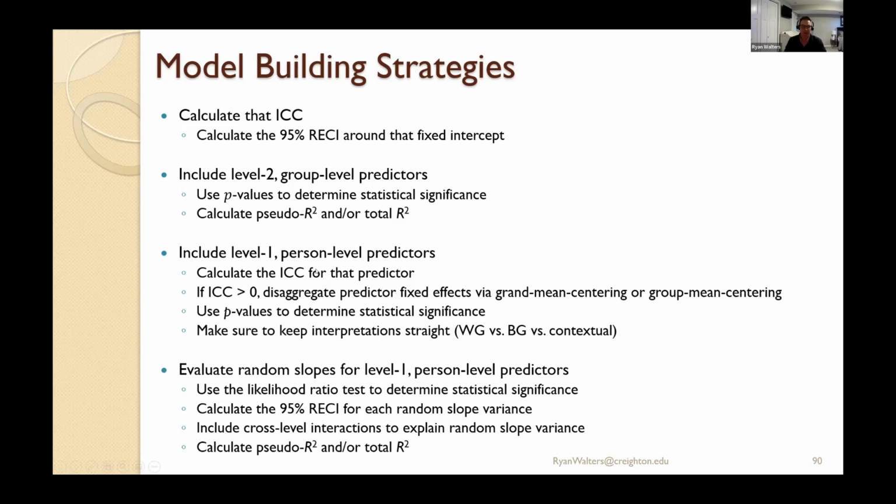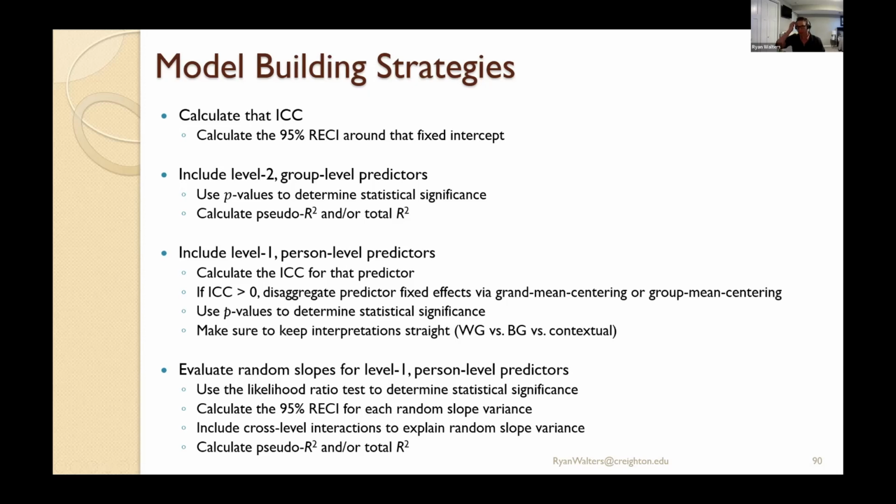Once you've added your level 1 predictors appropriately, you can assess random slopes for those level 1 predictors. Again, level 1 predictor is going to have a level 1 within group effect. That fixed effect is going to be assumed to apply equally to every single person in the sample. The question is, are there between group differences in the size of that effect? The way we test that is with our random slopes. The way we assess statistical significance for random slopes is using that likelihood ratio test.